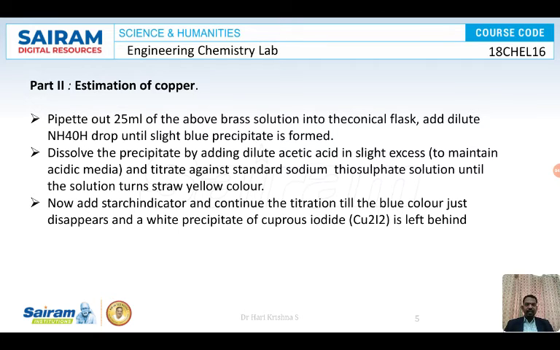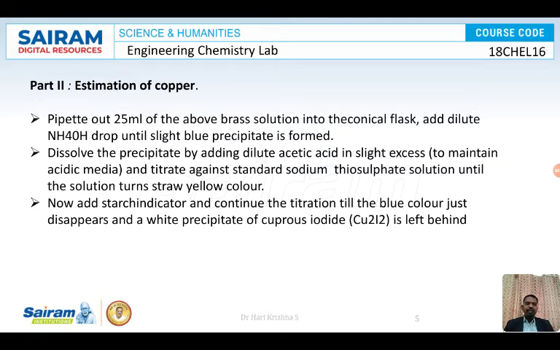How to make the medium acidic? We're going to add acetic acid. So how will you know the medium is acidic or not? We're going to add acetic acid dropwise until the dark blue becomes light blue in color once again. So why? You can ask a question.